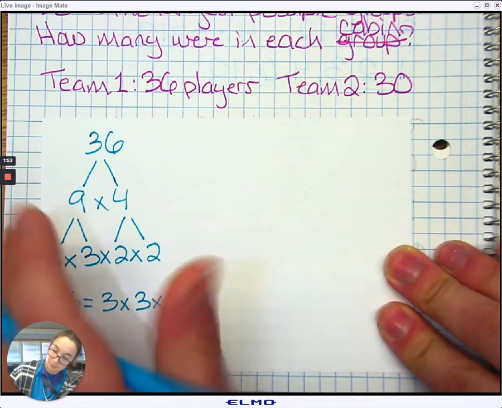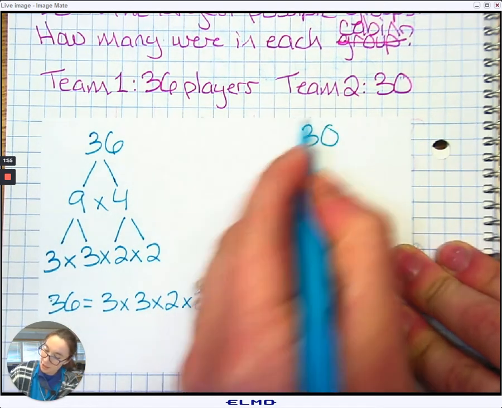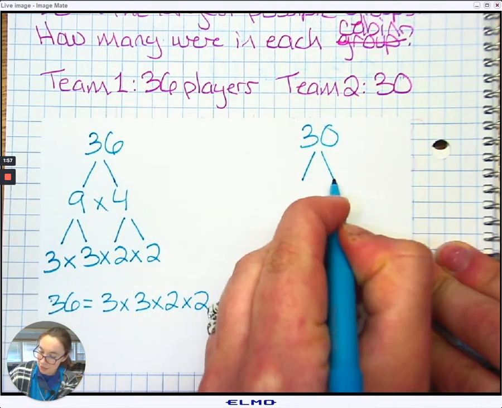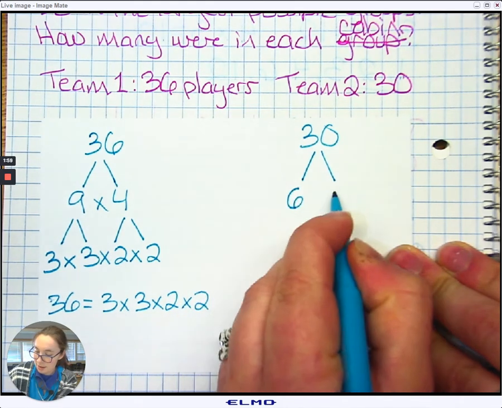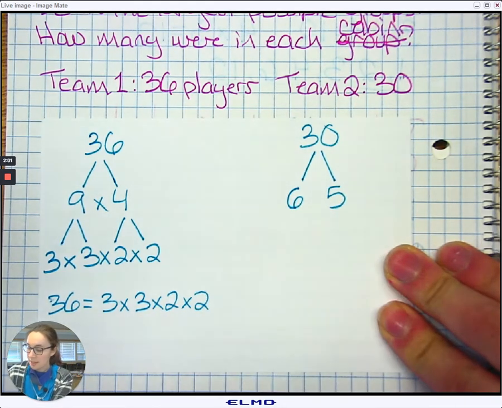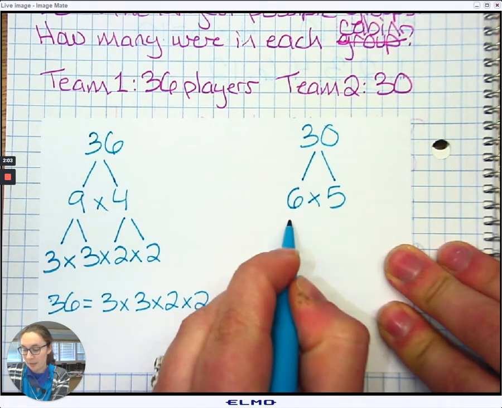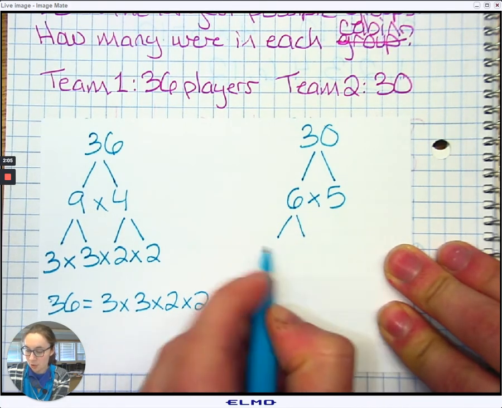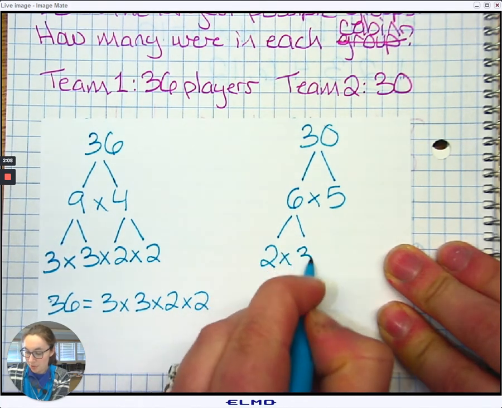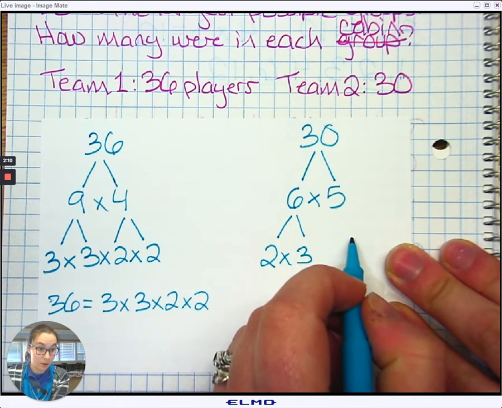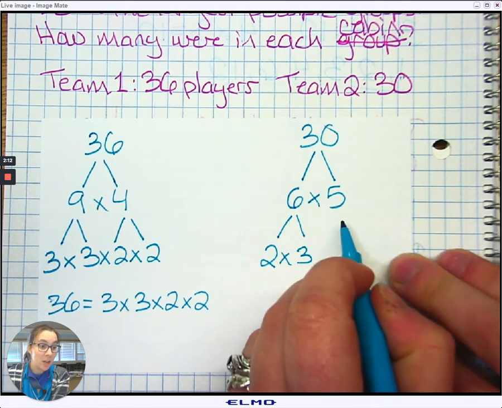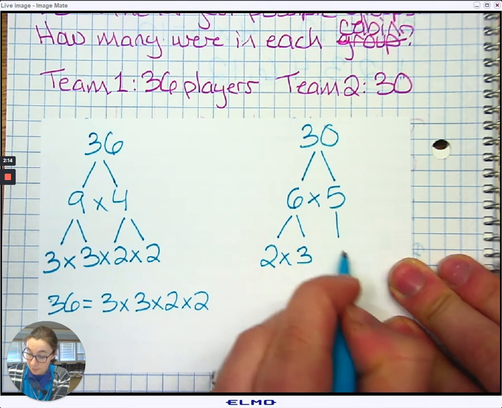Now let's do 30. 30 is a little bit different. What multiplies to get 30? Let's do 6 times 5. 6 is not a prime number. Therefore, we need to break it down. 6 is 2 times 3. 5 is a prime number. Only 1 and 5 go into 5. So 5 just kind of drops down.